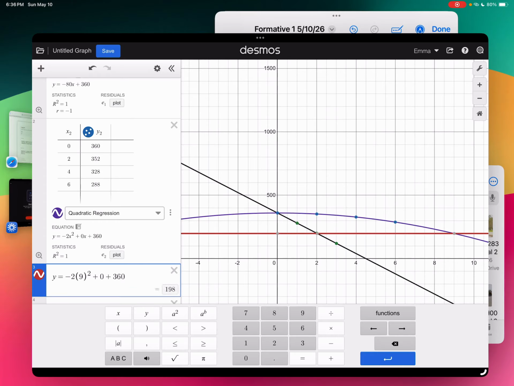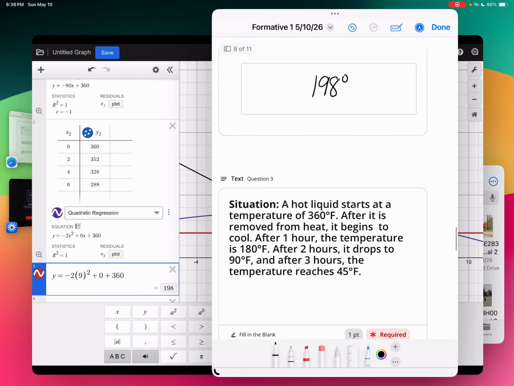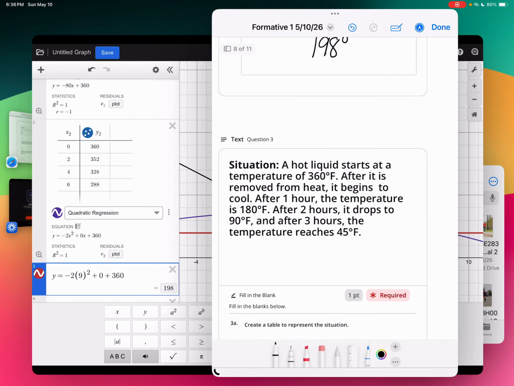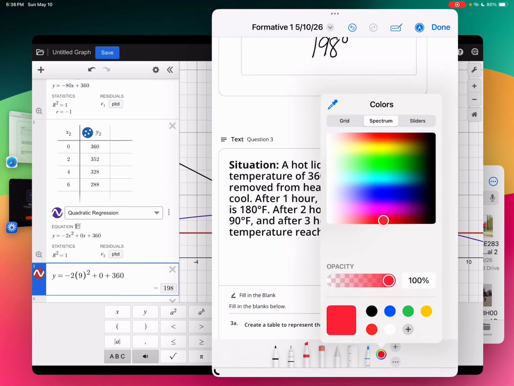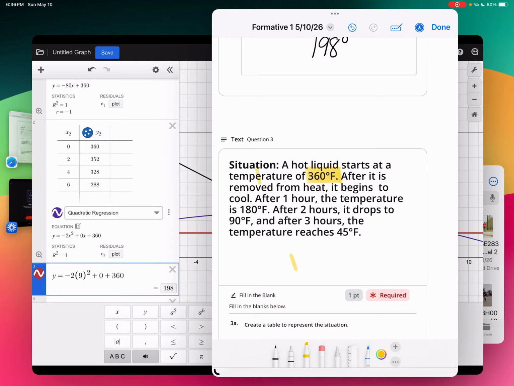Zero times 9 is 0, so that would be 198 degrees. Okay. All right, last one. So starts at 360. Starts at 360. After 1 hour, it's 180.